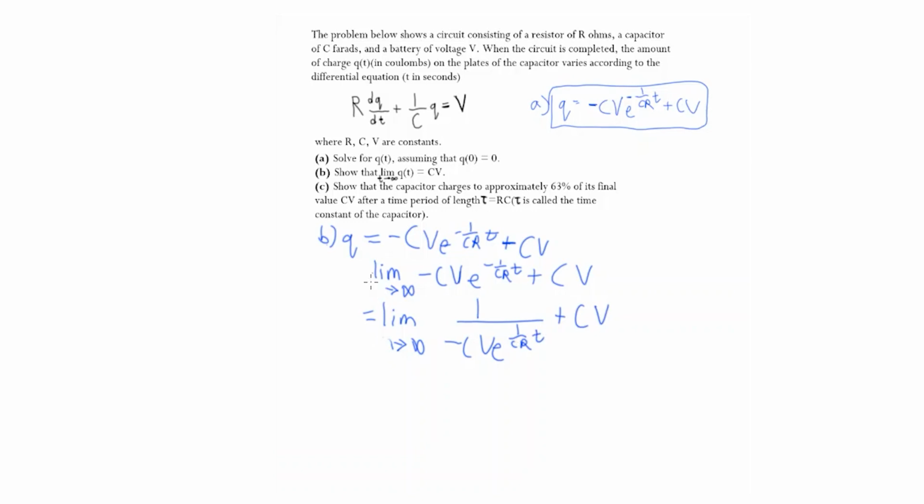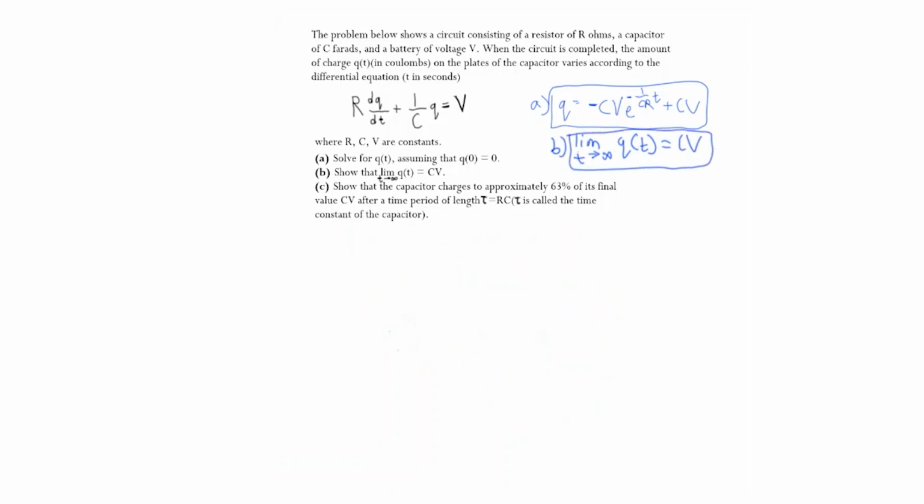Do not copy that. It's supposed to be when t approaches infinity, not when n approaches infinity. Okay, so when we take this out to infinity, you notice the whole bottom will become infinity, and 1 over infinity, as we know, is 0. So it just leaves us with CV. So indeed, when we take the limit as t approaches infinity, we will get CV. So that does work out. That is true. So now we have to do part C.